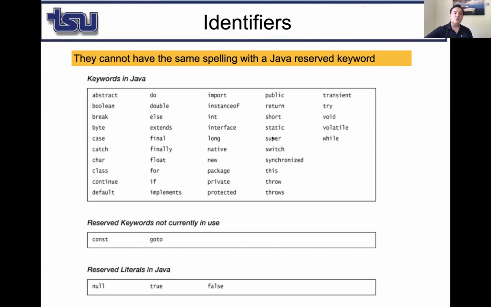There are other keywords. They are not currently in use in Java, but they are typically used in other programming languages. For example, const is a keyword in another programming language. Java has final instead of const, but still, Java preferred to reserve those keywords so that you cannot use them. For example, goto is a concept from the basic programming language. And also there are reserved literals in Java: true, false, null. And we will talk about them too. So you cannot use any one of those identifiers.